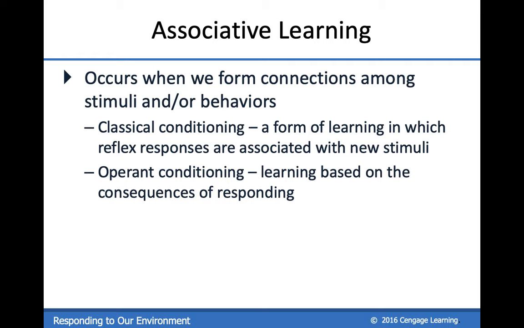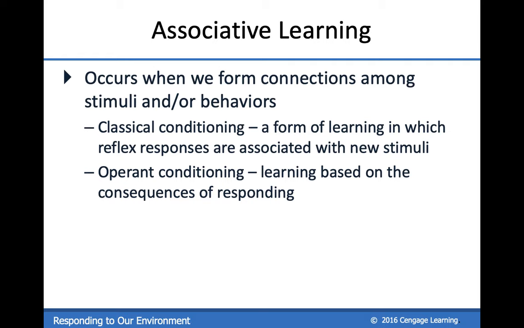Associative learning is a type of learning that we're going to be focusing on first. Again, this occurs when we form new connections among stimuli and or our behaviors. And there's two types of associative learning that we're going to be focusing on. And these include classical conditioning and operant conditioning. Classical conditioning, we're going to start with first, is a form of learning in which we have reflex responses that are associated with new stimuli. So these are really low-level responses. We're actually going to be able to manipulate our responses, our reflex responses, animals' responses, and other people in our environment's responses. We also are going to be talking about operant conditioning.